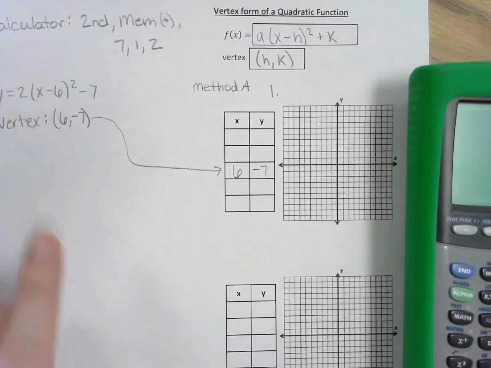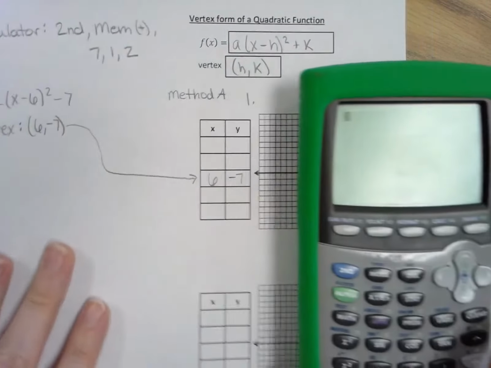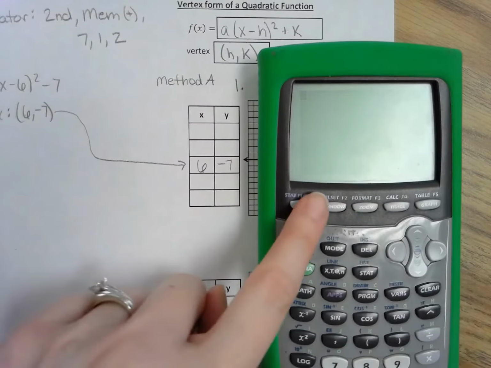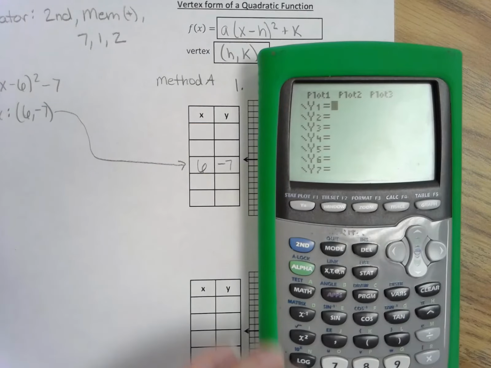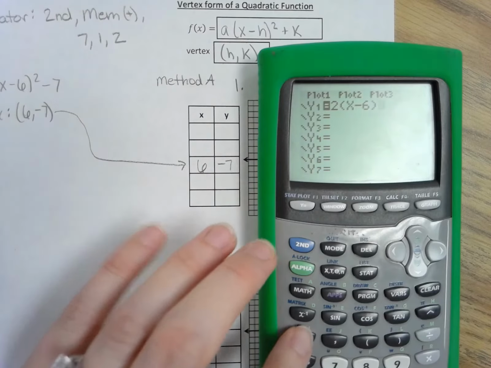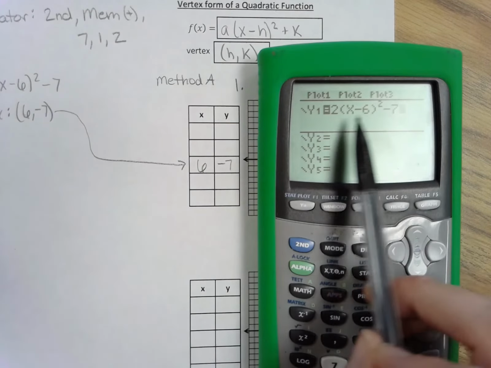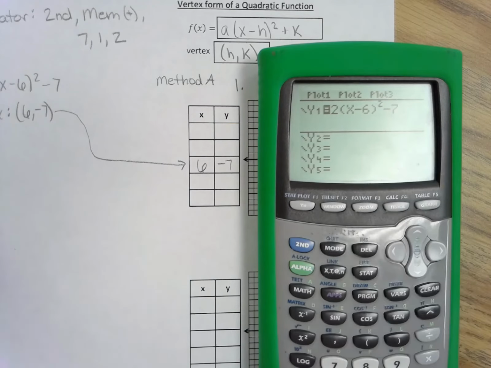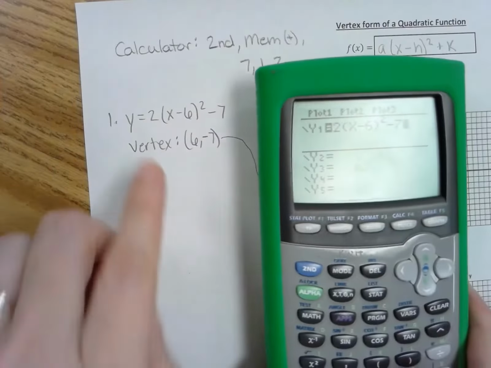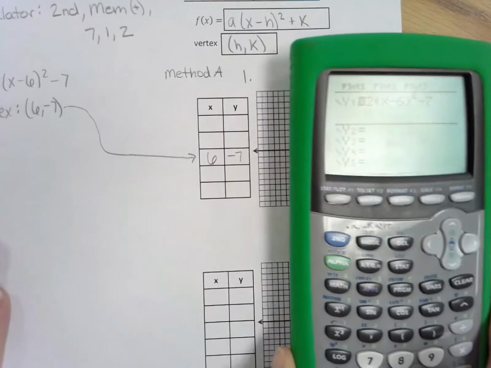So we found that our vertex was 6, negative 7, and we need to complete the rest of this table. So in your graphing calculator, you'll hit y equals and type in the function. So 2 times x minus 6, quantity squared, minus 7, being very careful that you type it exactly as the original function, I should say, as the function is set equal to y. Sometimes it won't be the original function. You had to get it solved for y.